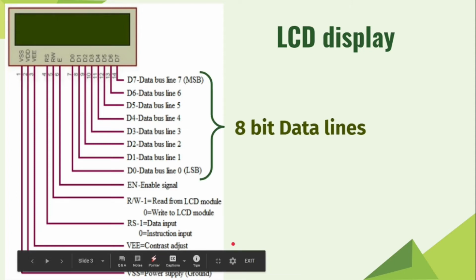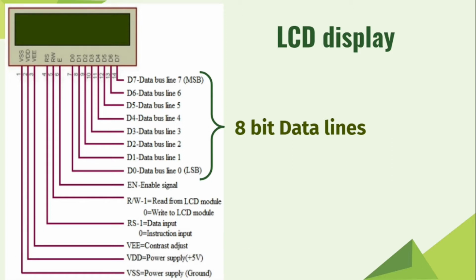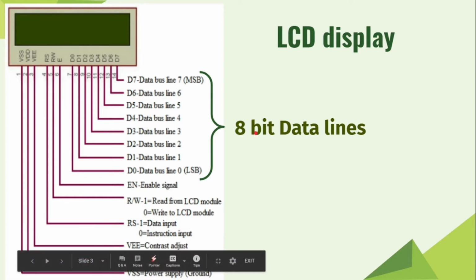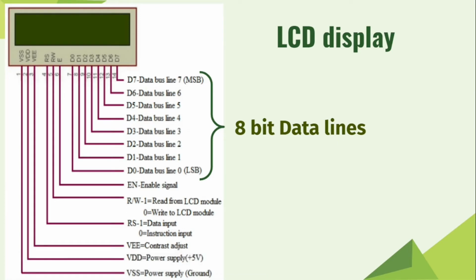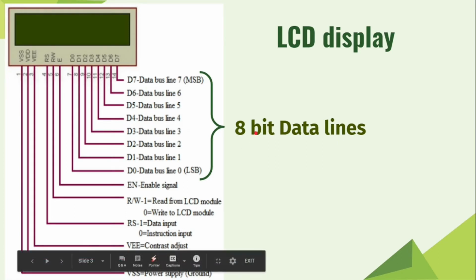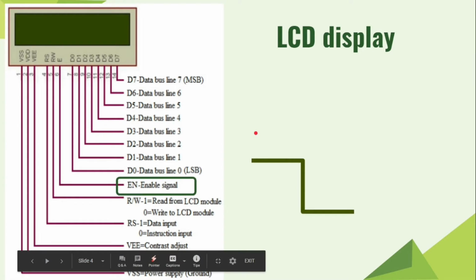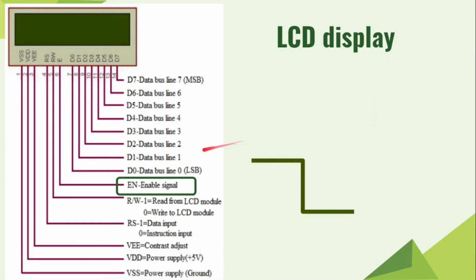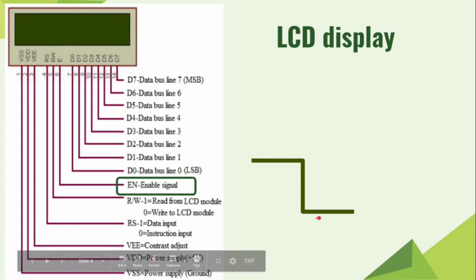The first 8 lines are the data lines, where the 8 bits of either the command byte or data byte will be placed to be sent to the display. The enable signal is a pulse which has to go from high to low in order to latch the data on to either the command register or data register. The pulse must be at least a duration of 450 nanoseconds.